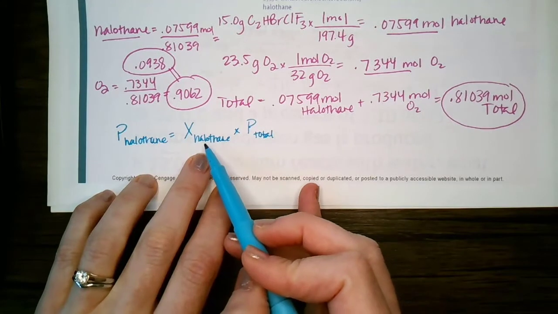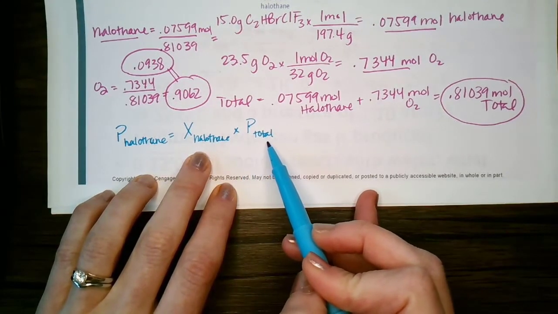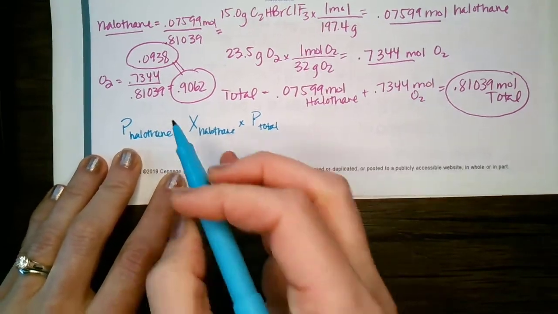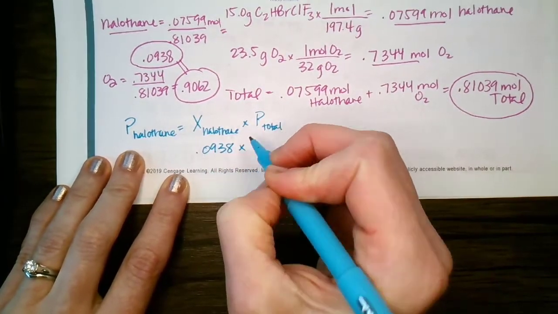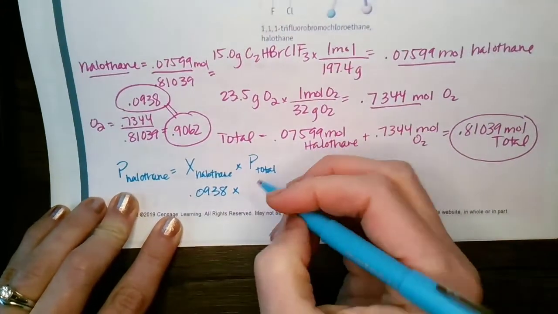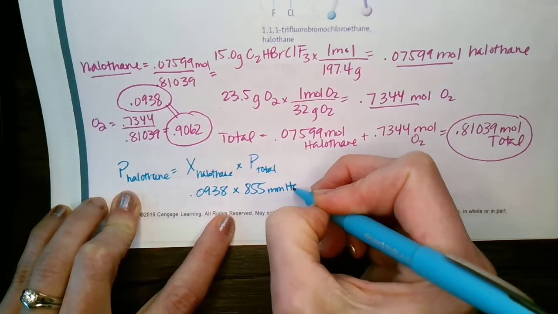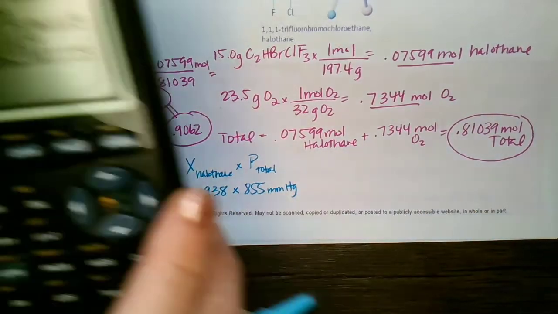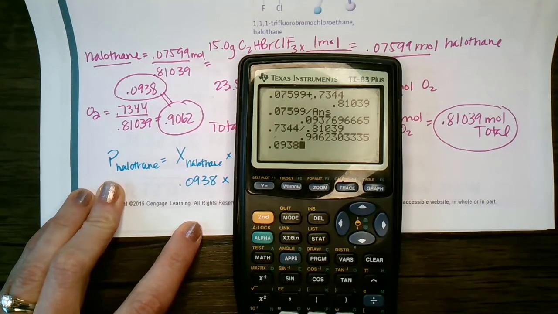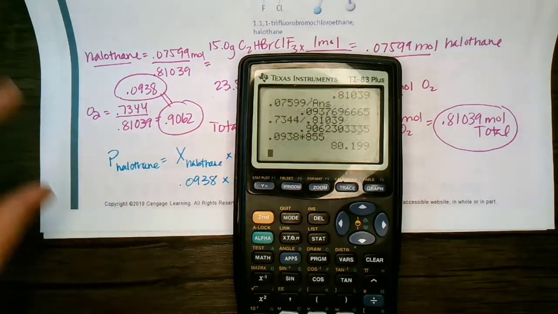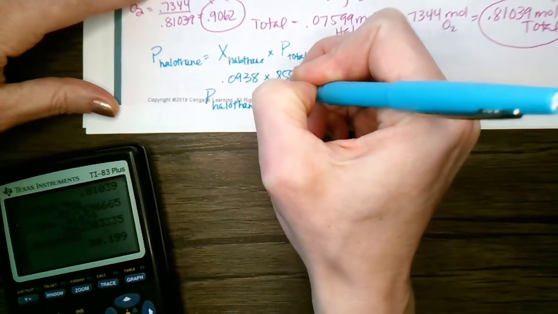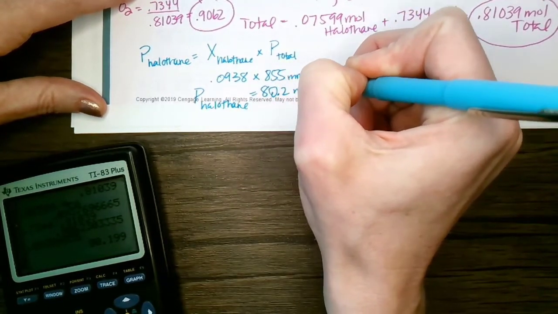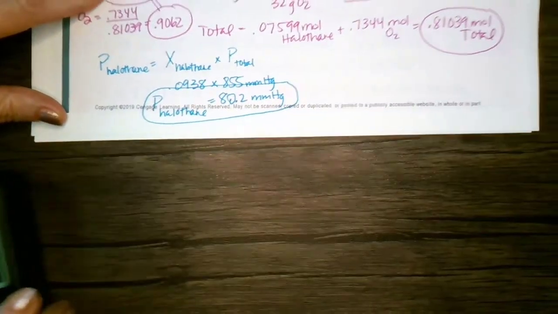Now when it comes to finding the partial pressure of each gas, we need to take the mole fraction of the gas times the total pressure. So to find the partial pressure of halothane, I need to take halothane's mole fraction, 0.0938, times, we were told the total pressure was 855 millimeters of mercury. So 0.0938 times 855, and I should get 80.2. So the partial pressure of halothane would be 80.2 millimeters of mercury.